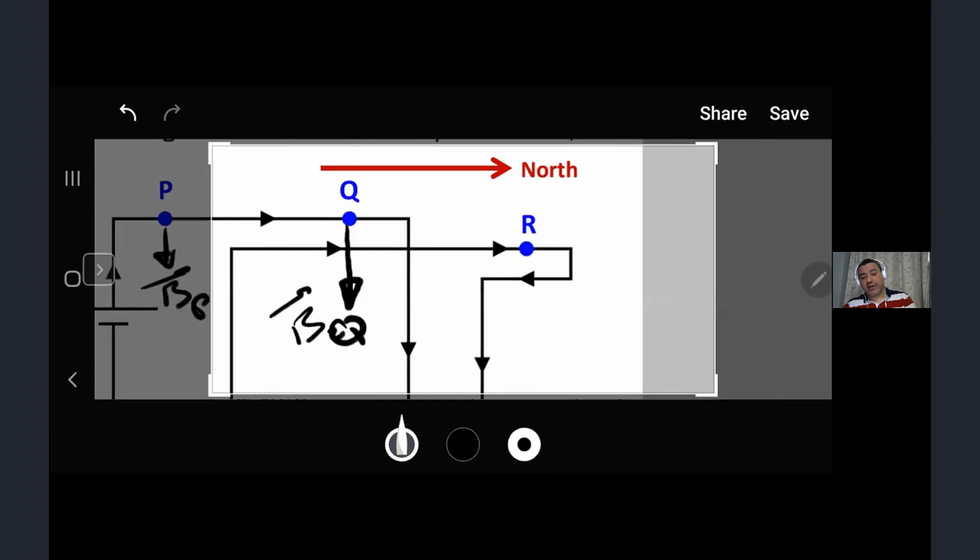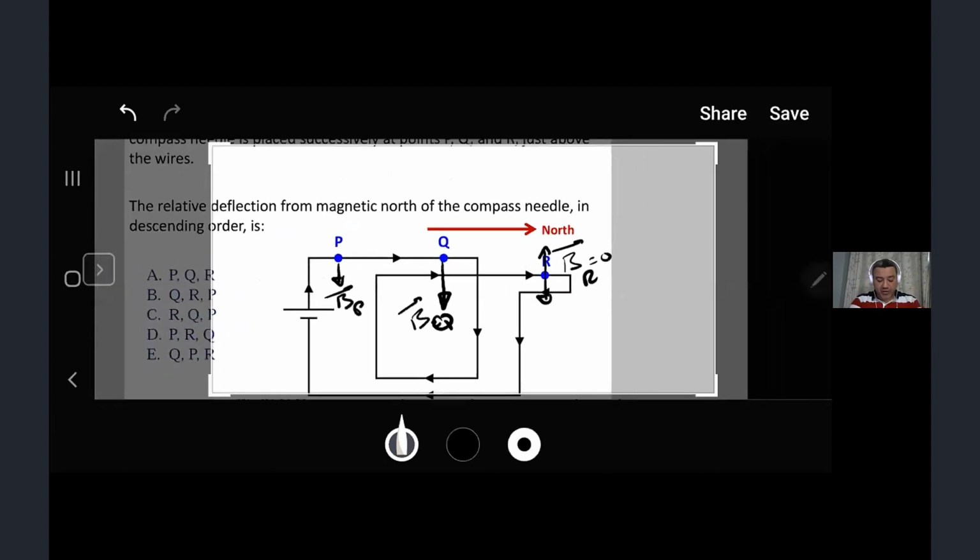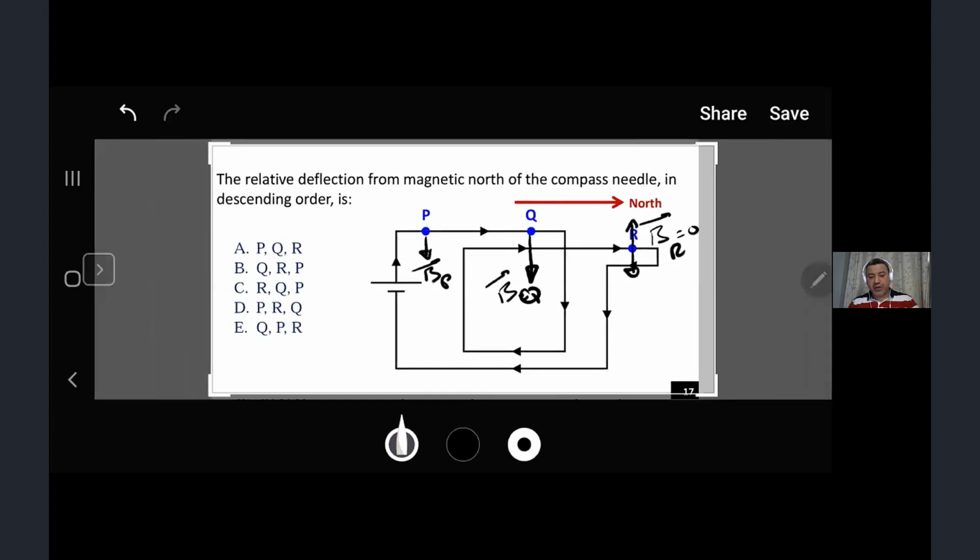What about point R? The current is going this way. For the top one, I have the magnetic field pointing downward. For the bottom one, I have the magnetic field pointing upward. So I will end up with two equal magnetic fields that are canceling, and the magnetic field for R would be 0. So if I am now to order them in descending order, they should be QPR. Which one is the QPR? QPR is E. And the answer is E.